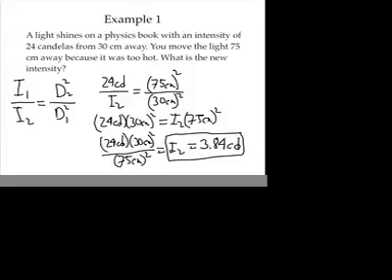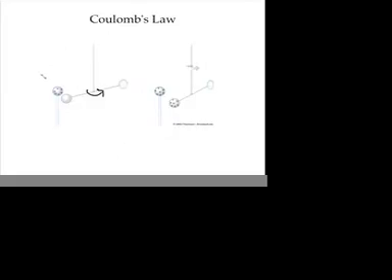Now let's look at the inverse square law for charges. The person that figured this out was Charles Coulomb. What he did was he took an apparatus that had a very fine thread attached to a beam that had a sphere on one end and a loop or a sphere on the other end. And then he had another sphere that he could bring close to it.